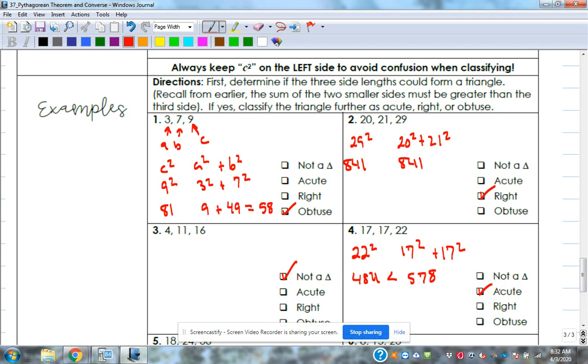So again, the test, if it is a triangle to begin with: you take the two smaller sides, don't square them, and just add them together and compare that to the larger side. If the sum of the two smaller sides is bigger than the third side, then it is a triangle. And then you check it with the converse of the Pythagorean theorem.